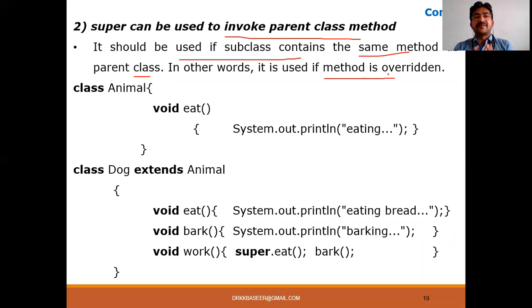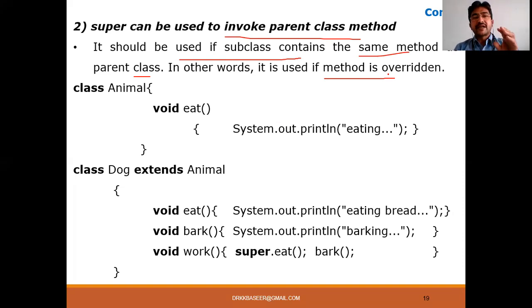Here there is a difference between method overloading and method overriding. Method overloading means the same method name with different parameters, as well as different data types of the parameters. That is called method overloading. In the same class, we are using the same method name with different parameters or with different data types of the parameters. Overriding means what?